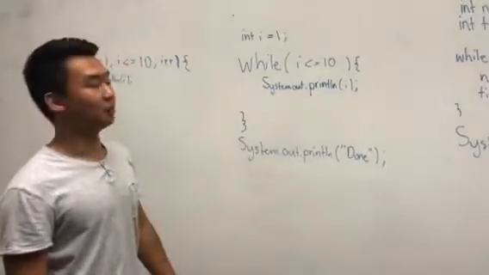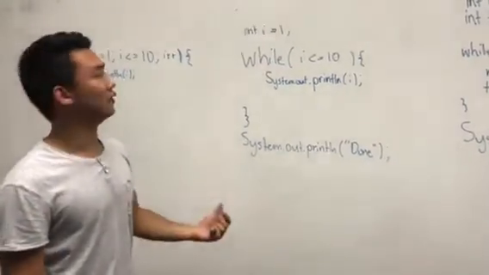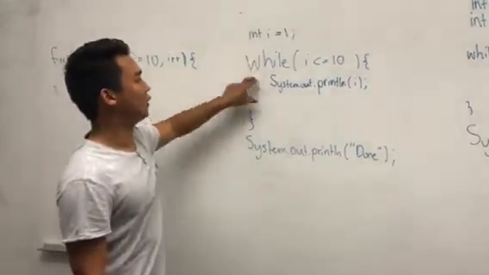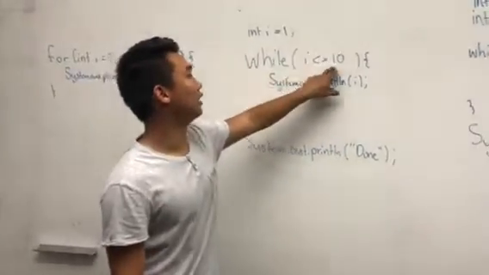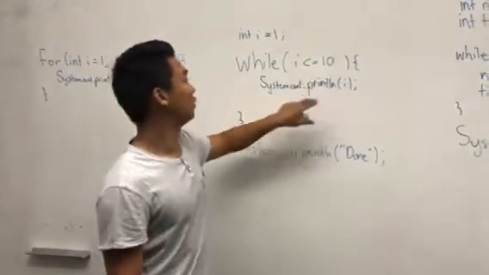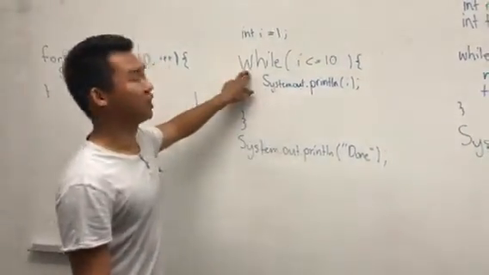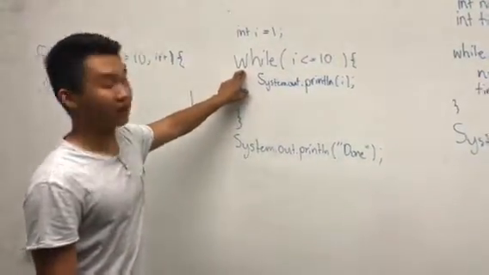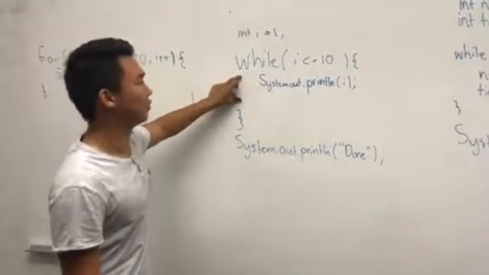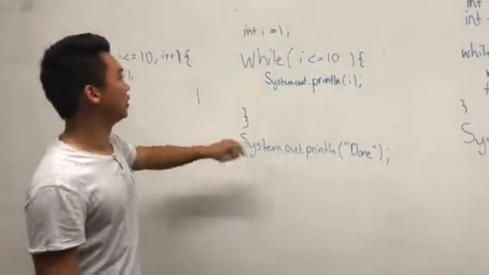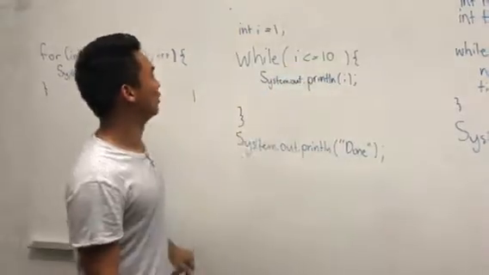So let's go over an example of printing the numbers 1 through 10. We initialize I equal to 1, and we check while I is less than or equal to 10. 1 is less than or equal to 10, so we'll print out I. So we print out 1. Now, we go back and check again for the condition. And if the condition is true, we continue to go inside the block. Otherwise, we exit the loop. So 1 is less than or equal to 10, yes, we'll print out 1.